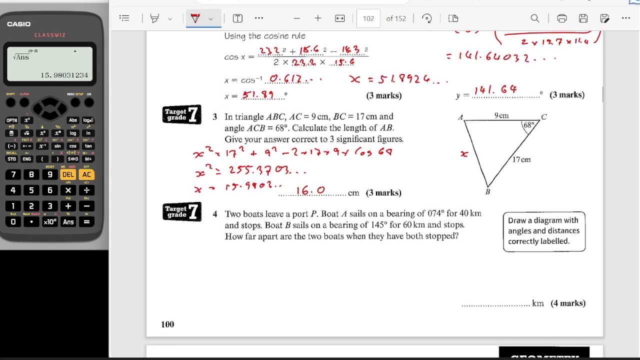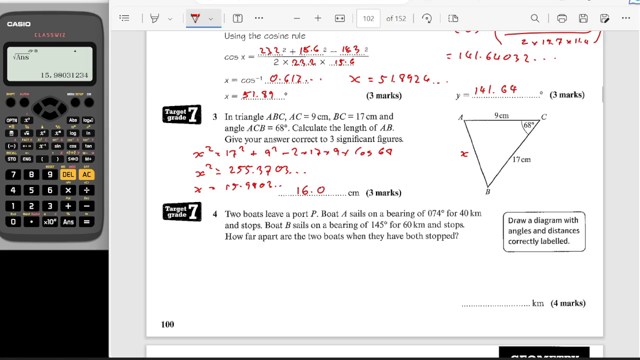Okay, question 4. 2 boats leave a port P. Boat A sails on a bearing of 74 for 40 kilometers and stops. Boat B sails on a bearing of 145 for 60 kilometers and stops. How far are the 2 boats apart when they stop?